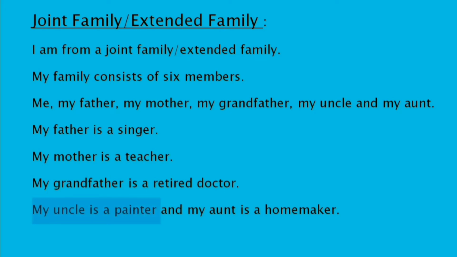If your grandfather is a retired person, you mention that. Then at last you mention your uncle and aunt. As you see on your screen, my uncle is a painter and my aunt is a homemaker. You can use the term housewife, but I have already advised that it's better to use the term homemaker. That sounds more professional. So that's all about a joint family or an extended family.